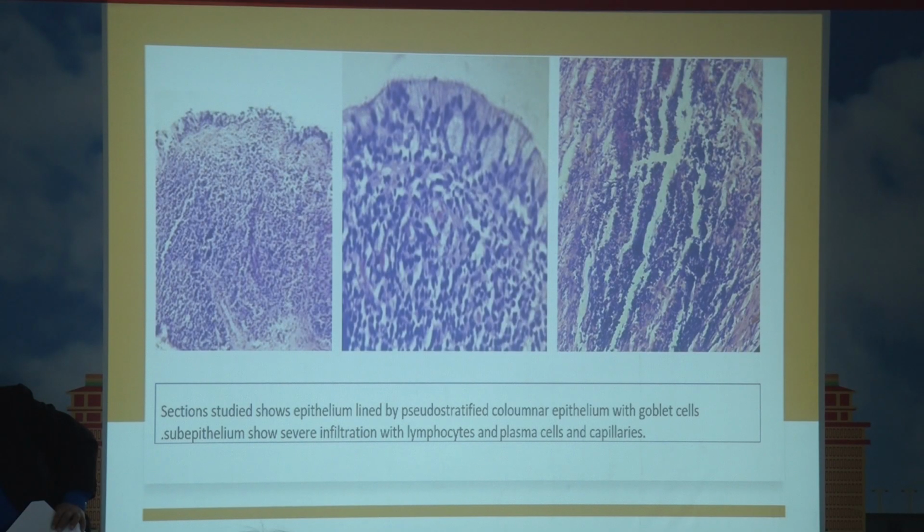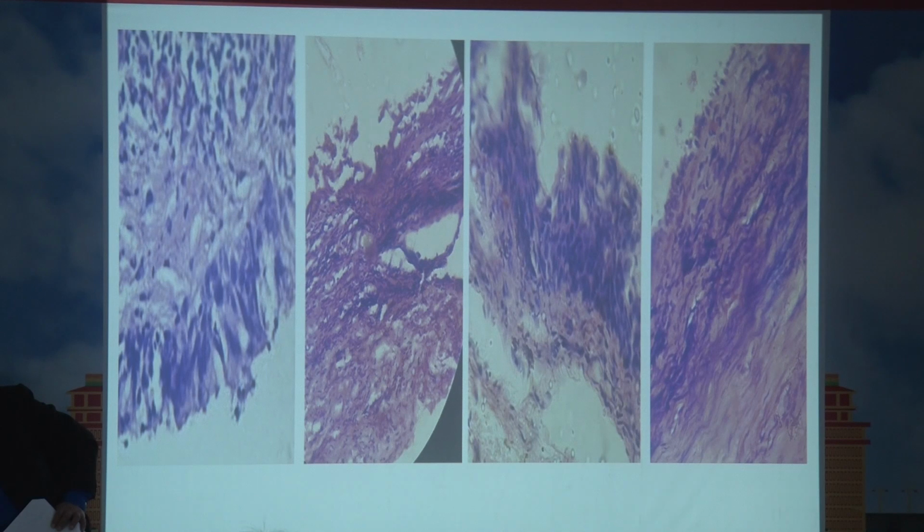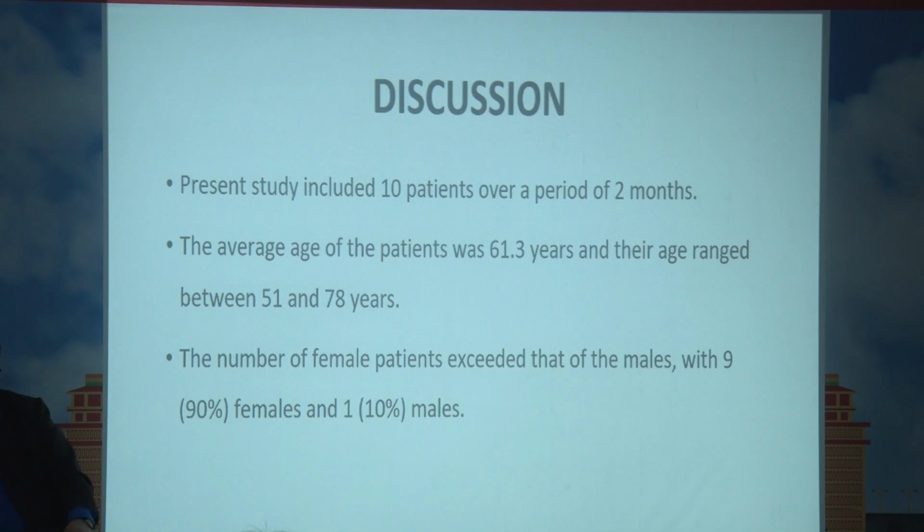These are the sections showing epithelium lined by pseudostratified columnar epithelium with goblet cells, and subepithelium showing lymphocytes and plasma cells infiltration and some destroyed capillaries. Very few slides have fibrosis in our cases. These are my histopathologic findings which will be discussed.